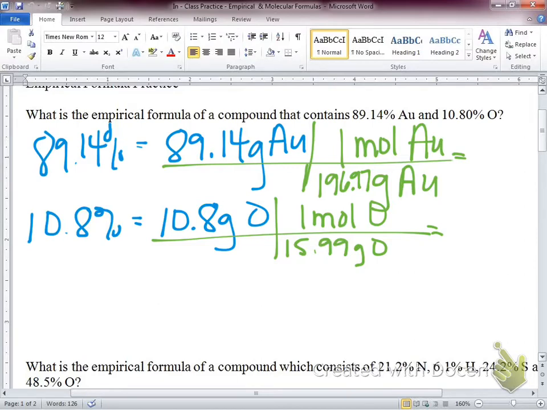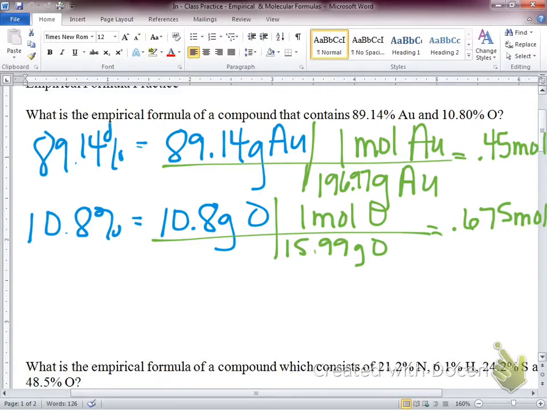Okay, so what do we get for moles of gold? Isabel, why don't you tell me what you got for moles of gold only? 0.45 moles. Okay, do we agree for gold? Okay, Danny, why don't you tell me what you got for moles of oxygen? 1.175. Yeah? Okay, so our moles of oxygen should be 0.675. Okay, so now we've got both of our moles. What's our next step?